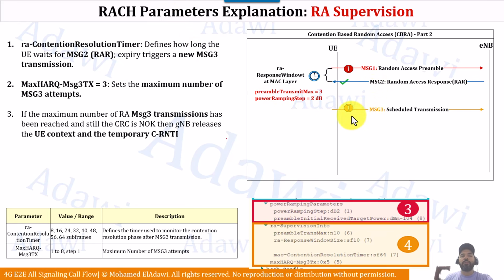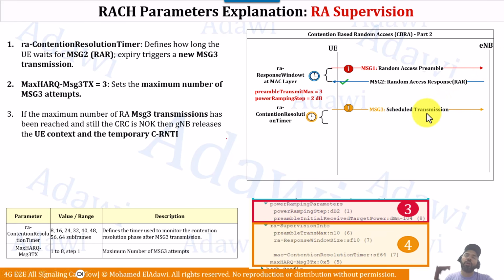So now the user transmitted again, the first time after he received the random access response message number 2. He sent now the message number 3, scheduled transmission, and I'm giving here a number which is 1. This is indicating this is the first transmission. Same for this one, 1 means this was the first transmission of this particular message. So now I'm assuming in this example that the maximum HARQ message 3 transmission, which is this one, is a maximum of 3 messages.